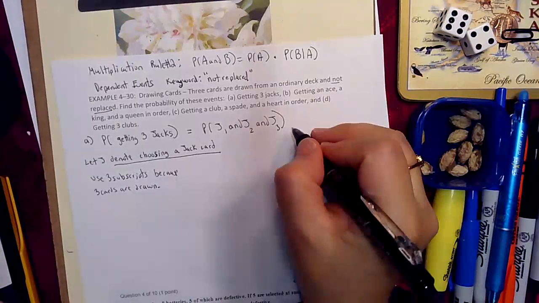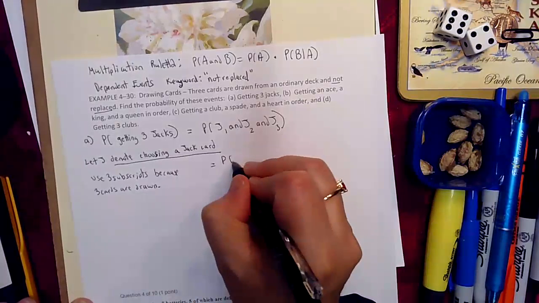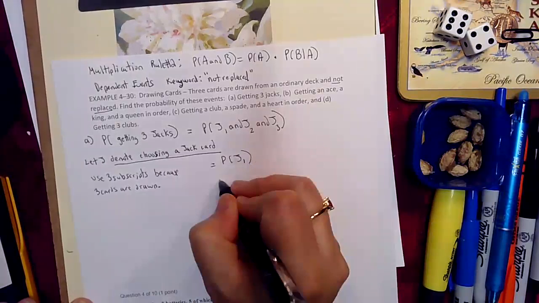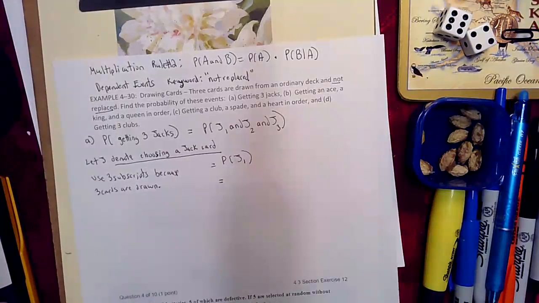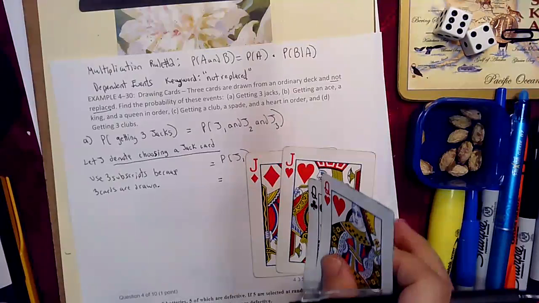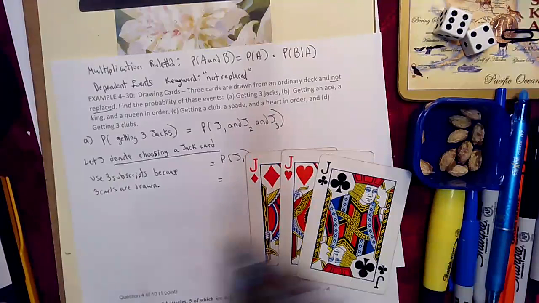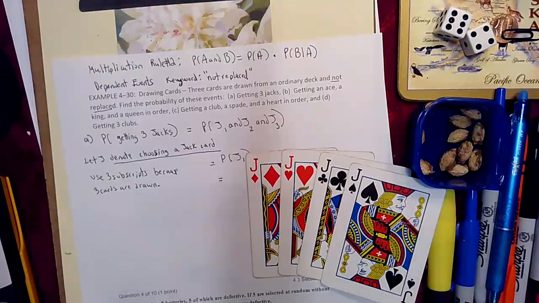And then this is equal to the probability of J sub 1. And then if you look at your jacks, how many jacks do we have? In a deck of cards, you have 4 jacks. And that's why you need that sheet, that you need to print that sheet if you haven't done so already.